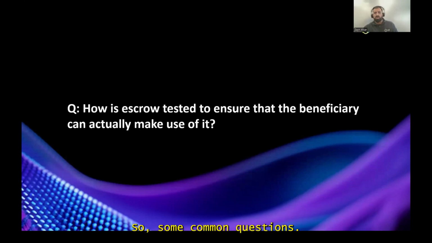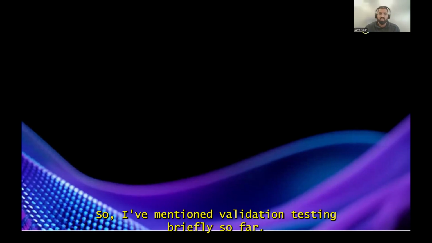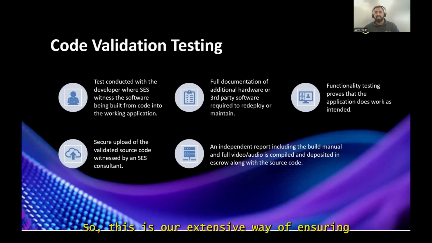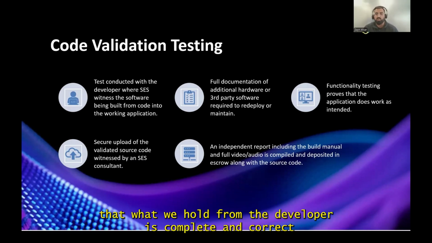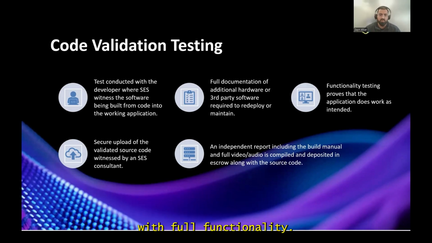So, some common questions. How is escrow tested to ensure that the beneficiary can actually make use of it? I mentioned validation testing briefly so far. This is our extensive way of ensuring that what we hold from the developer is complete and correct, and that it can also be recompiled back into the working application with full functionality.